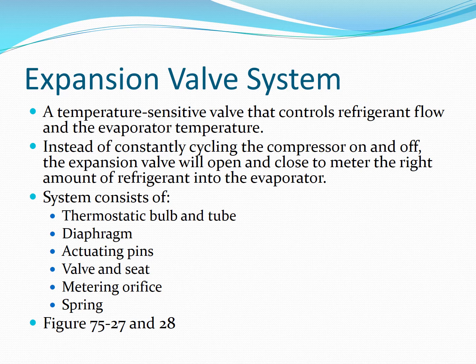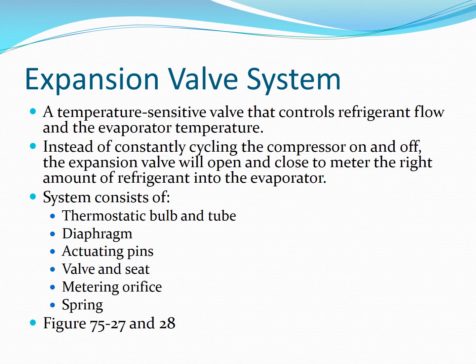Now, this system consists of a thermostatic bulb and a tube, a diaphragm, actuating pins, a valve and a seat, a metering device, and the spring. If we compare this to the other system, the other one's just a fixed tube that's much smaller. So the refrigerant has to go through a much smaller tube, and then it goes into a larger opening, which is your pressure drop. Very simple.